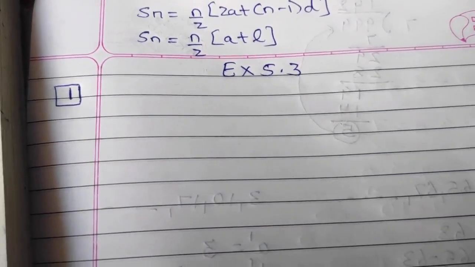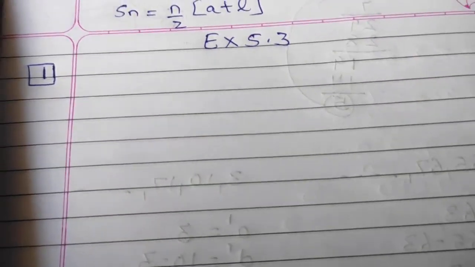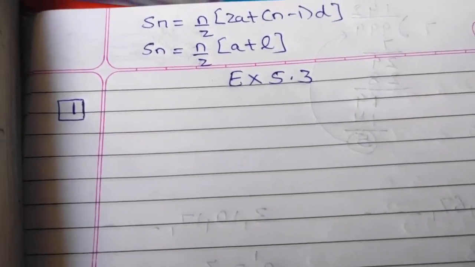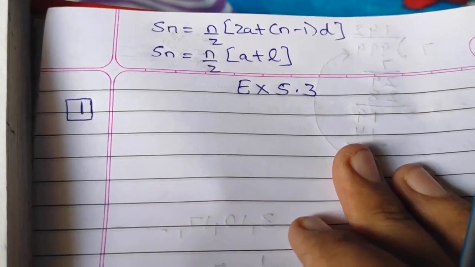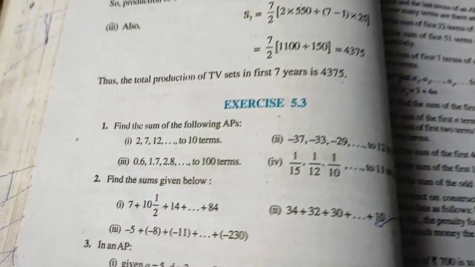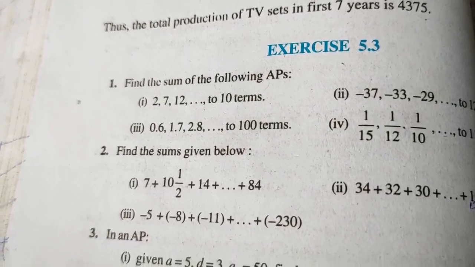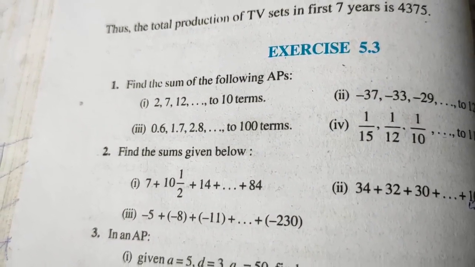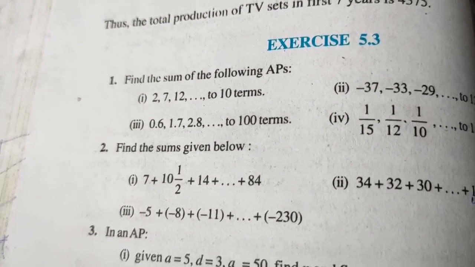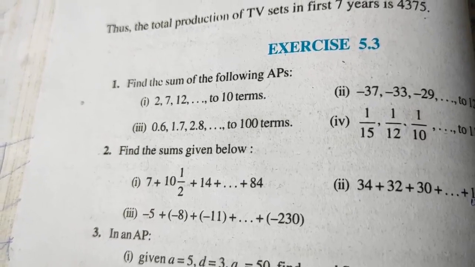So today we are going to start standard 10th arithmetic progression, exercise number 5.3. The first question is, find the sum of the following AP: 2, 7, 12 up to 10 terms.